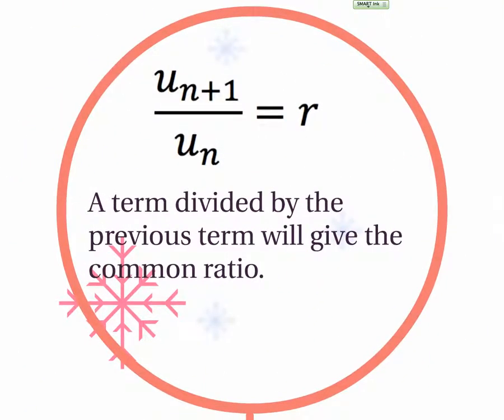So the formula is you take u sub n plus 1 divided by u sub n, but again, let's try to not have to remember a formula. All you have to do is take a term and divide it by the previous term. So just like we were subtracting, it's pretty much the same, but instead now you're dividing. So you're taking a term and dividing it by the previous term.